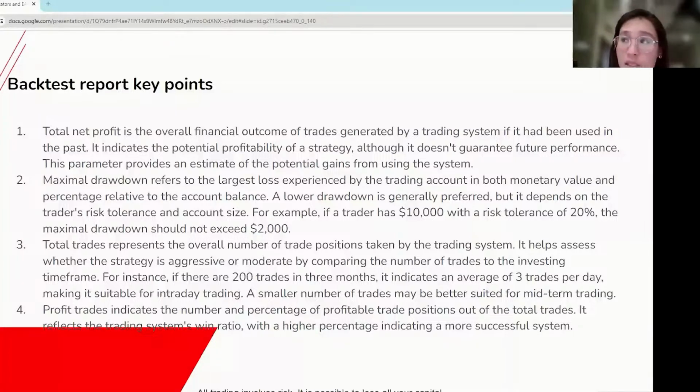And lastly, the key point that we will look out for is profit trades. This indicates the number and percentage of profitable trade positions out of the total trades. It reflects the trading system's win ratio, with a higher percentage indicating a more successful system.